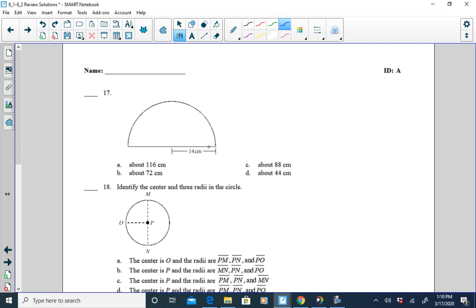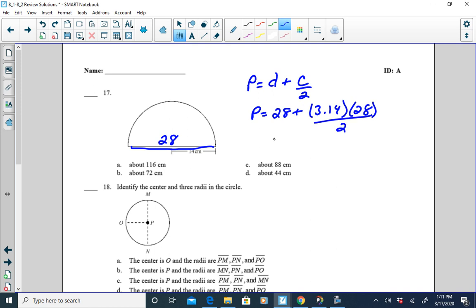Same type of problem, but instead of being given the diameter, we're given the radius. So we need this whole distance here to find the perimeter. So we want to double that 14, and we're going to use 28 for our diameter. So the perimeter is going to be equal to the diameter plus the circumference divided by 2. So the perimeter is going to be equal to that 28, plus circumference is going to be pi times the diameter, 3.14 times 28, but we only need half of that distance.